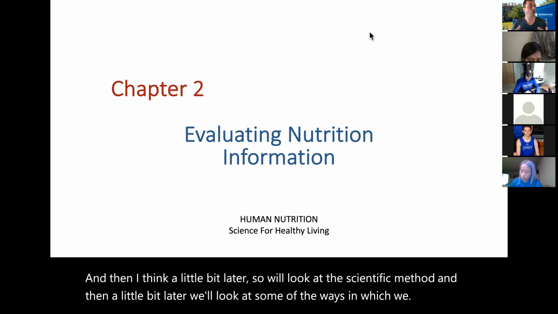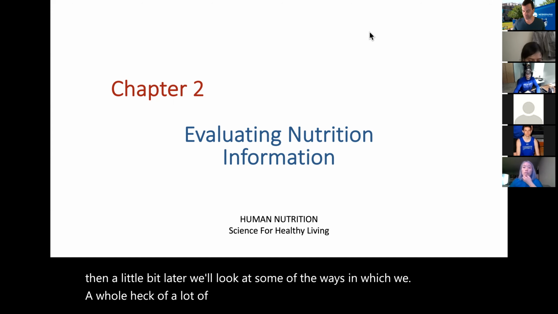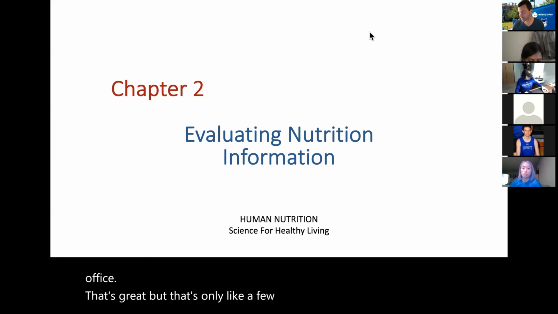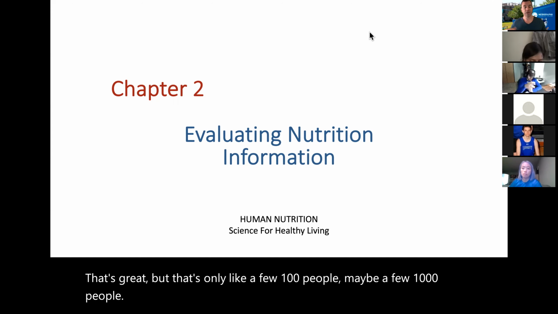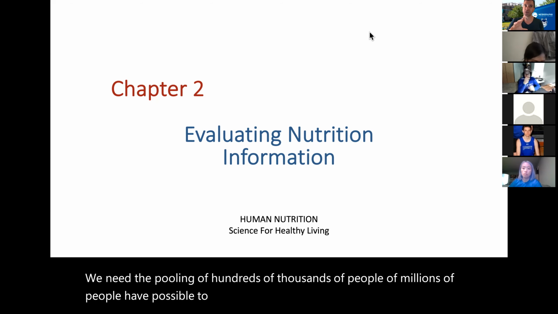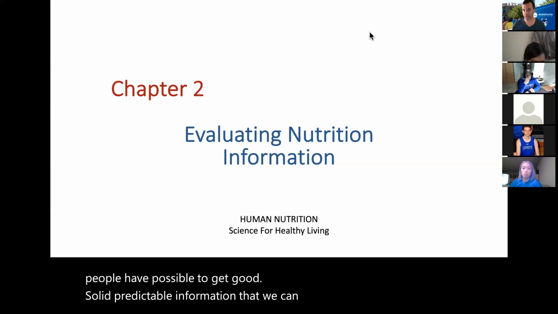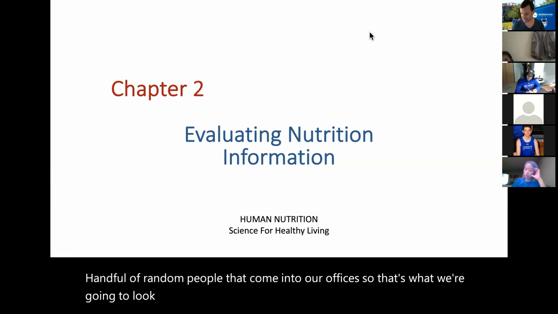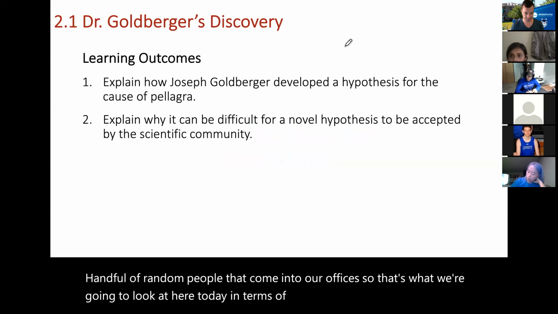gather a whole heck of a lot of information, because gathering information in your office, that's great, but that's only like a few hundred people, maybe a few thousand people. We need the pooling of hundreds of thousands of people, millions of people if possible, to get good, solid, predictable information that we can apply to a larger populace, instead of just the handful of random people that come into our offices. So that's what we're going to look at here today in terms of evaluating nutritional information.